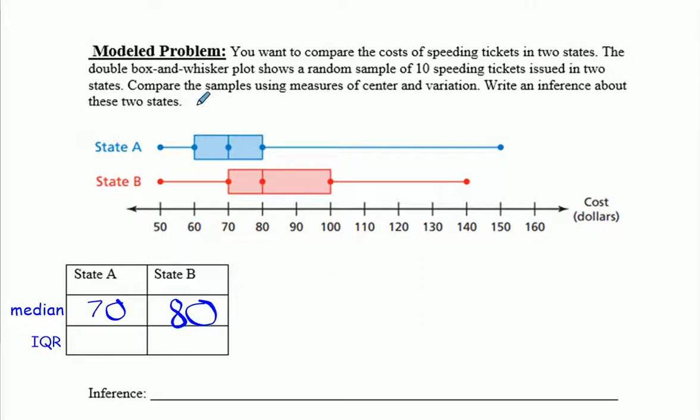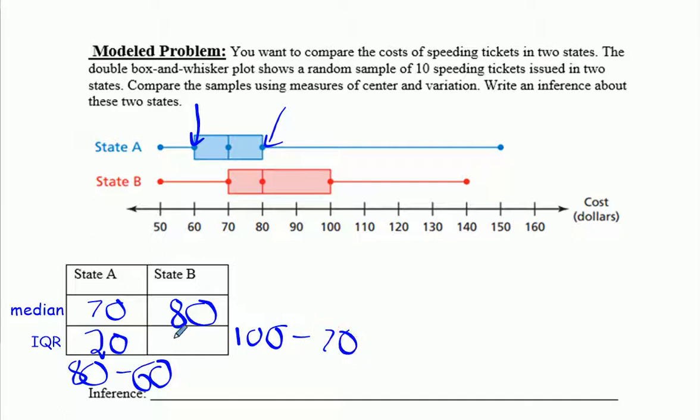And now the interquartile range. Remember, the interquartile range deals with the quartiles. So here is quartile 1, here is quartile 3. I need to subtract them to get the interquartile range. So this number is 80 and this number is 60, and when I do 80 minus 60 in my calculator, I'm going to get 20. Let's show the work underneath: 80 minus 60. I'm going to do the same thing for state B. I'm going to find the quartiles. Here's 170, so in my work it will be 100 minus 70, which ends up being 30.